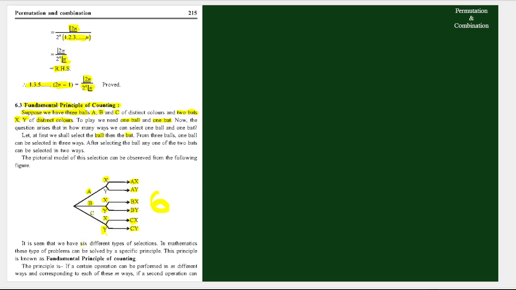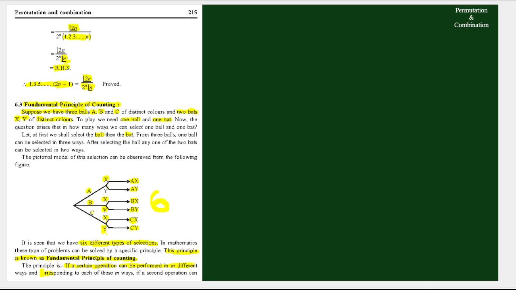So it is seen that we have 6 different types of selection. This is your permutation. So in mathematics, these types of problems can be solved by a specific principle, and this principle is known as the fundamental principle of counting. So what is the principle? If a certain operation can be performed in m different ways. Here we have A, B, C, 3 different ways.